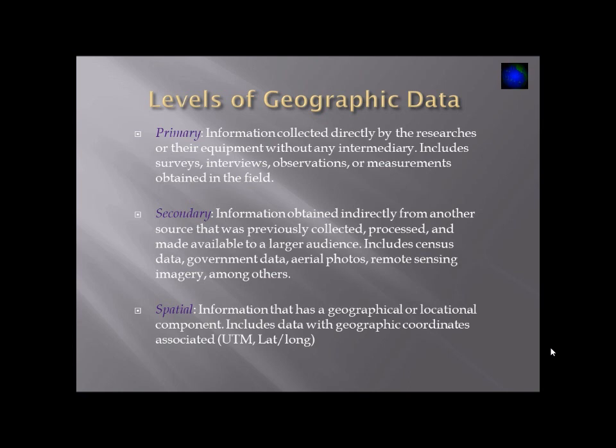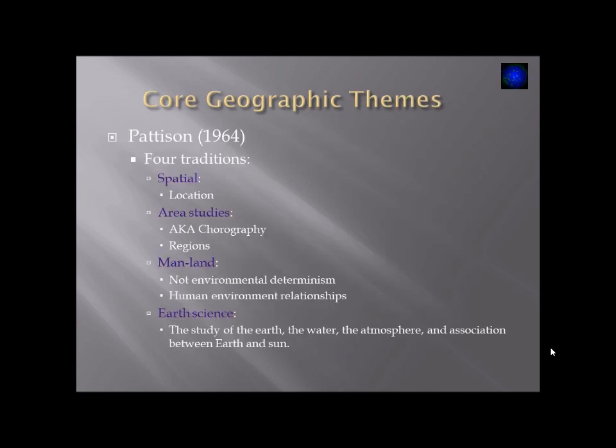Spatial information has a geographic or locational component. It includes data with geographic coordinates, and that can be associated with two of the coordinate systems we use today, which would be Universal Transverse Mercator or latitude and longitude, which was first developed by the Greeks.